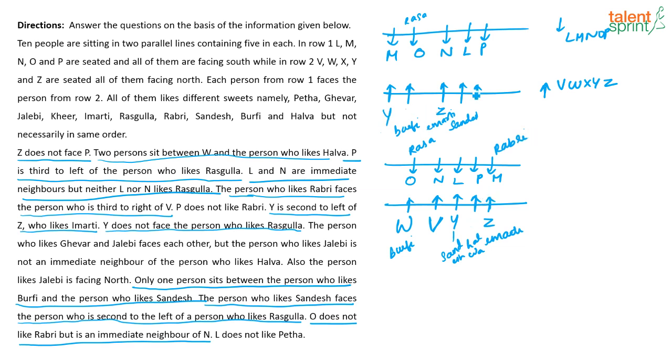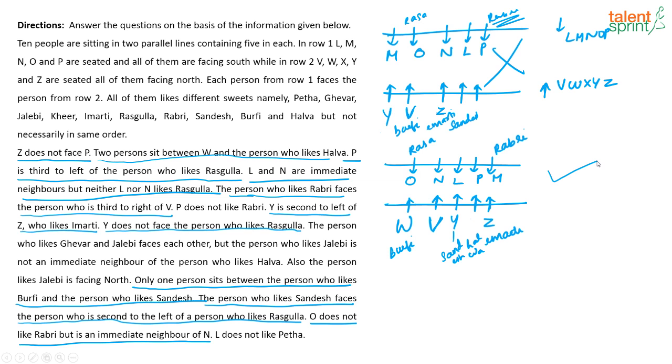Okay, similarly if you are looking at this case, which has to be V? Obviously this has to be V, because again third to the right of V means only this can come, right? This can be the only option. So if this is V, this is Z, third to the right of V, 1, 2, 3. The person who likes rabri faces the person who is third to the right of V. So this has to be rabri, and P does not like rabri. Very clearly it is given. But here according to this case I will get P is rabri, which is wrong. So this option goes wrong. So obviously this is going to be our correct answer.